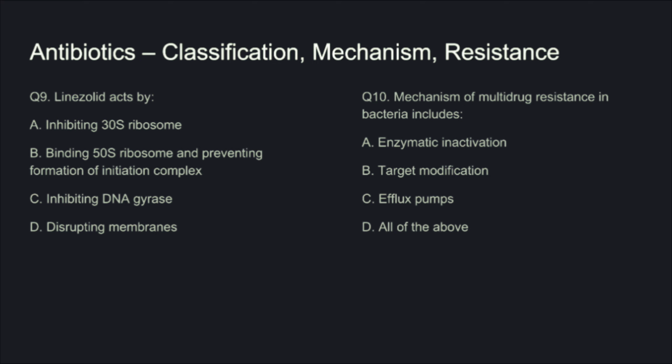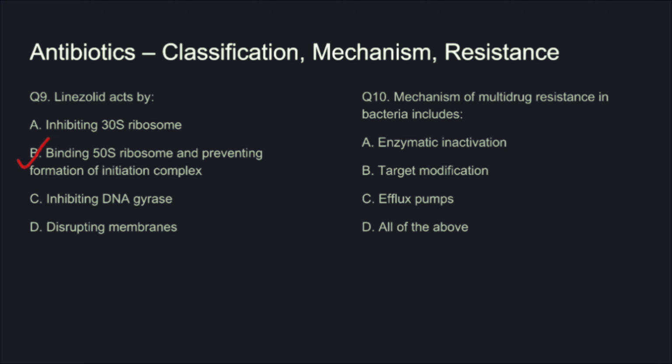Linezolid acts by: A. Inhibiting 30S ribosome, B. Binding with 50S ribosome and preventing formation of the initiation complex, C. Inhibiting DNA gyrase, D. Disrupting membrane. So the correct answer is option B, binding 50S. It prevents the formation of the functional 70S initiation complex, and it is effective against MRSA.